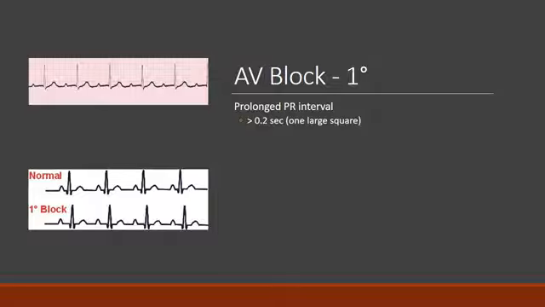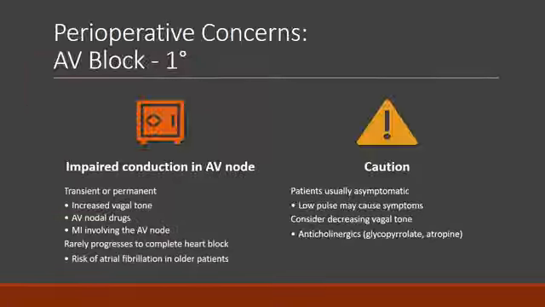Remember that normally the PR interval should be between 0.12 to 0.2 seconds. And so with this, what do we see? We're going to see an increase in the length beyond 0.2 seconds. All right, so now that PR interval is bigger than one of the large squares.